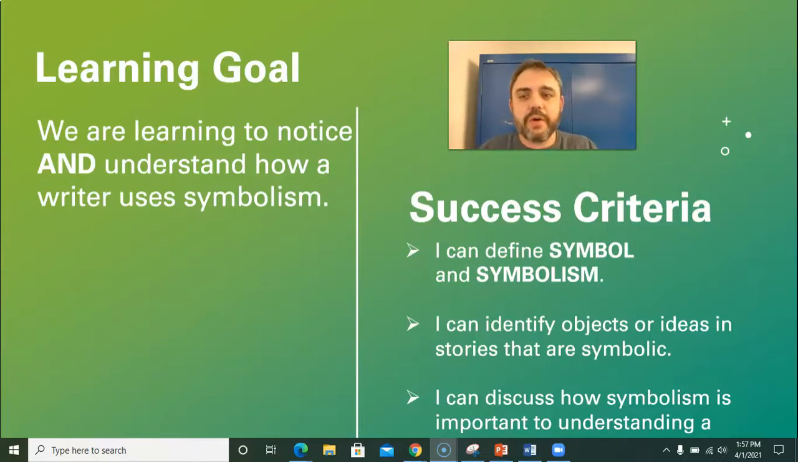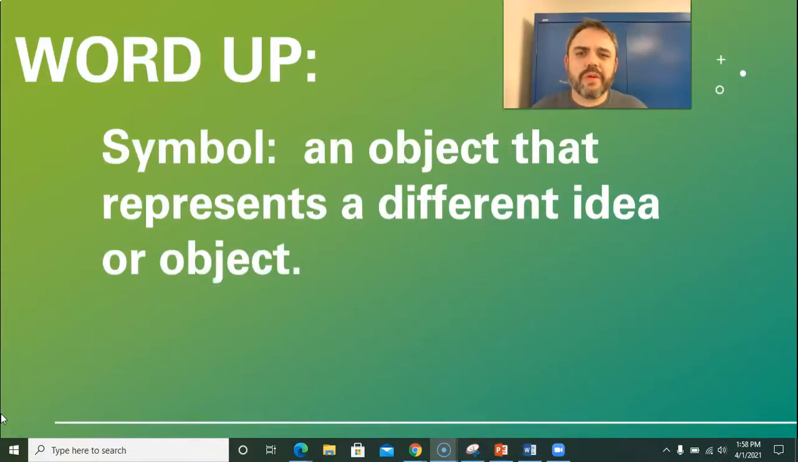All right, let's move on to our important vocabulary for the day. Today, our very important vocabulary word is symbol. A symbol is an object that represents a different idea or object, right?